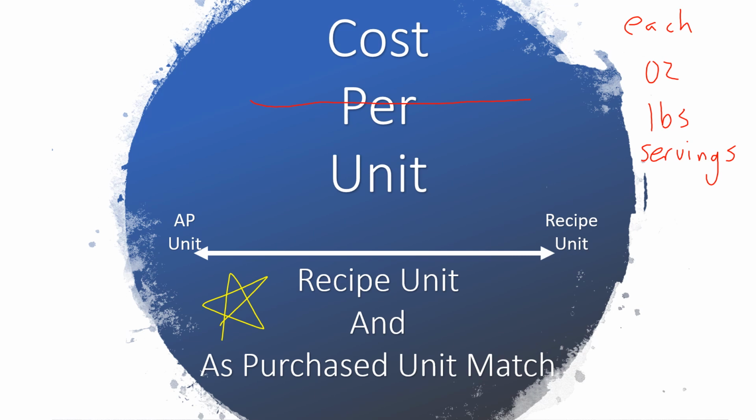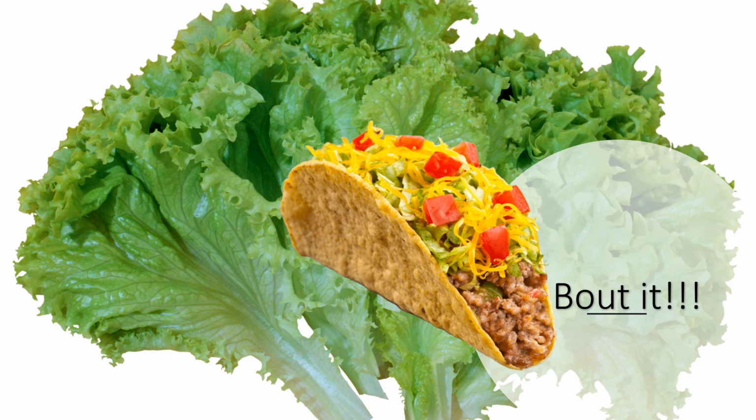Okay, and so this arrow is where we're going. We start at the as purchased unit and we're going to the recipe unit. So we'll show you that as we go throughout today. All right, so let's talk about it.